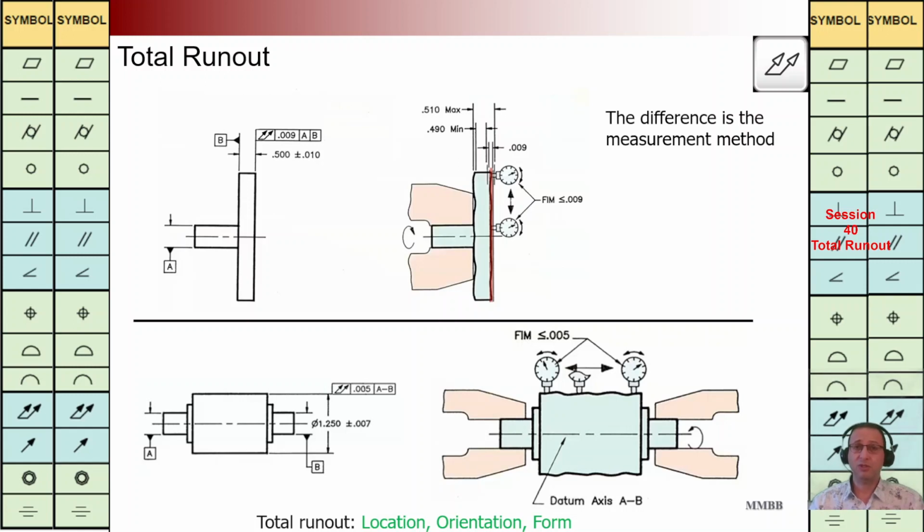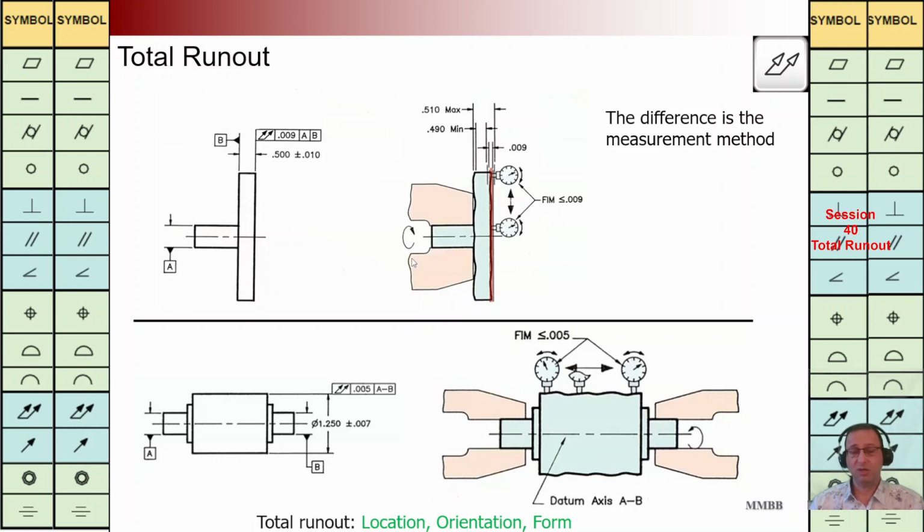Today we need to keep talking about total run out. In this slide I would like to highlight how we are going to set the fixture to measure total run out. As we can see at top, we are going to have this total run out symbol. TZ is 0.009 back to AB. A is the axis of this cylinder, B is this plane.